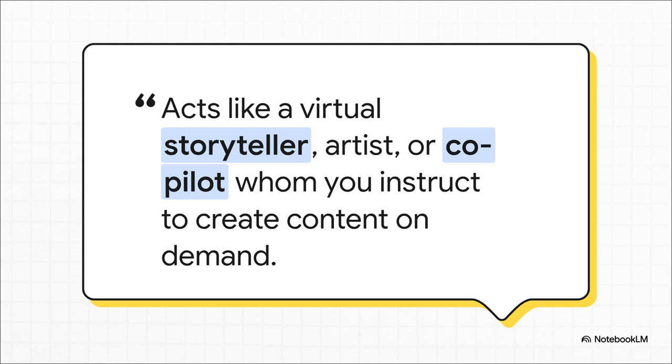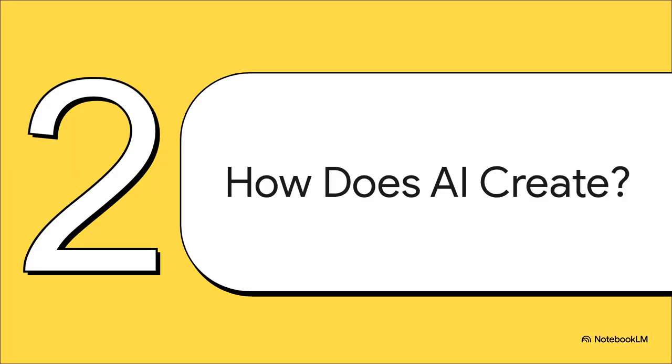I love this quote because it's such a great way to think about it. It's like having a creative partner on call, a virtual storyteller, or an assistant that's ready to help you brainstorm or create content based on your instructions. It's a tool that responds to what you ask of it. So the big question is, how does a machine learn to be so creative? I know, it can feel a little bit like magic, but it's not. It's actually a process that has been developing for decades, building on ideas about how we ourselves learn.